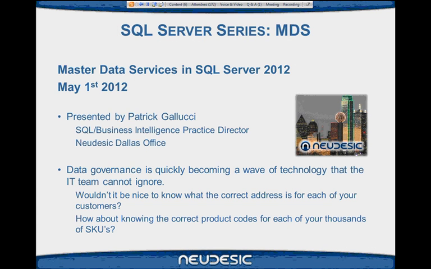Wouldn't it be nice to know what the correct address is for each of your customers currently today? How about knowing each of the correct product SKUs for each of your thousands of SKUs, and what categories those products sit in to be able to build hierarchies around them?